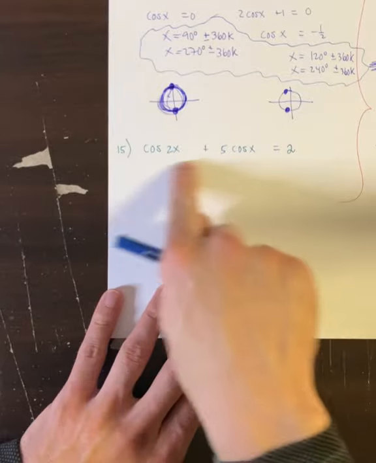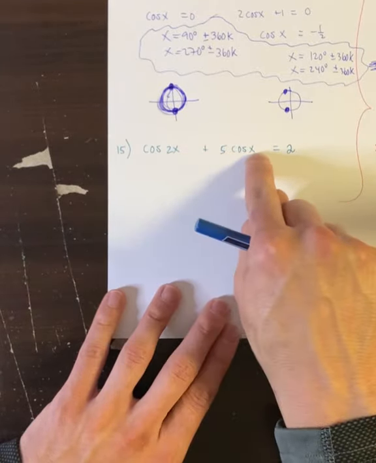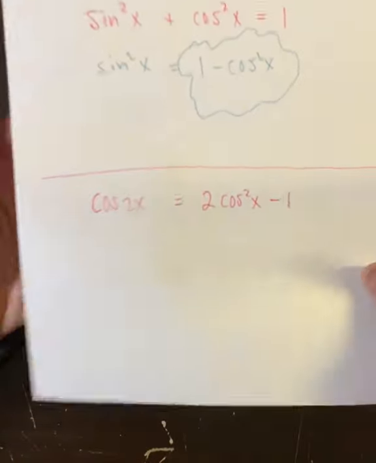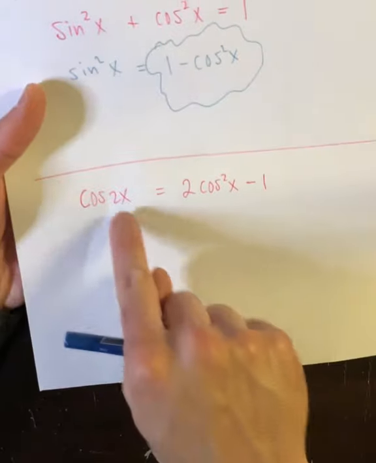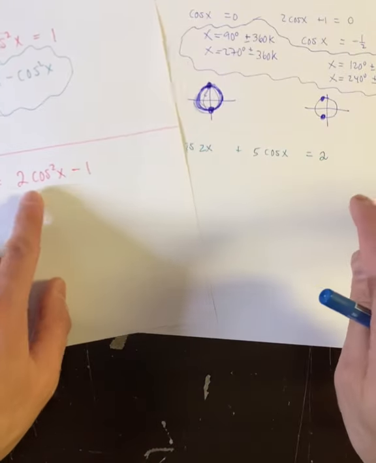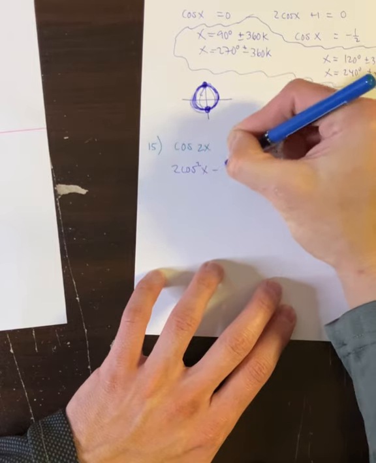So this is the original equation. And I don't like this right away because of the 2x. I like when it's just x. So what we do is we go back to this cheat sheet from the previous video. Note that cosine 2x equals this. So by substitution, that is going to become that. So I'm going to go 2 cosine squared x minus 1.